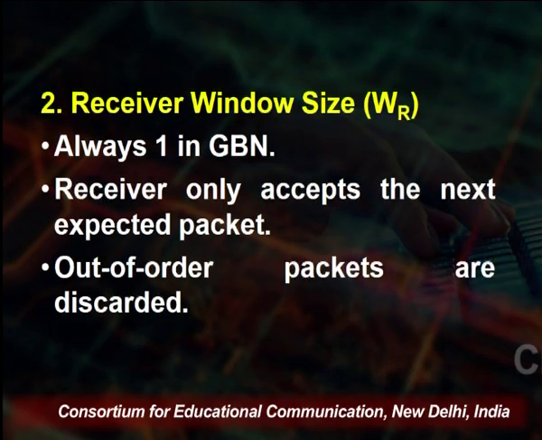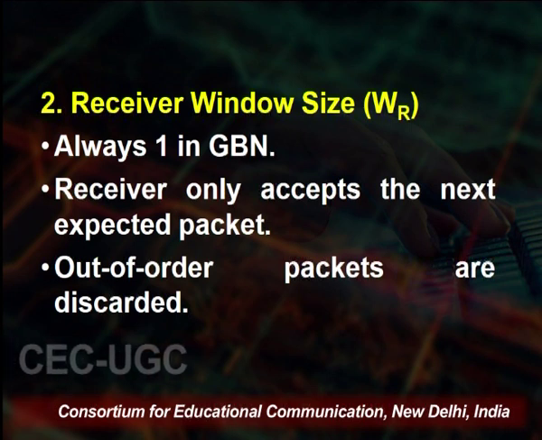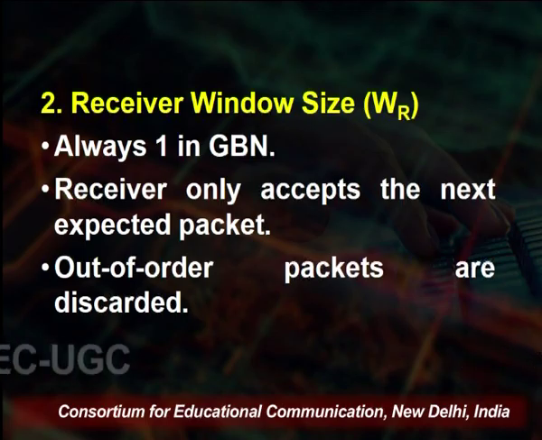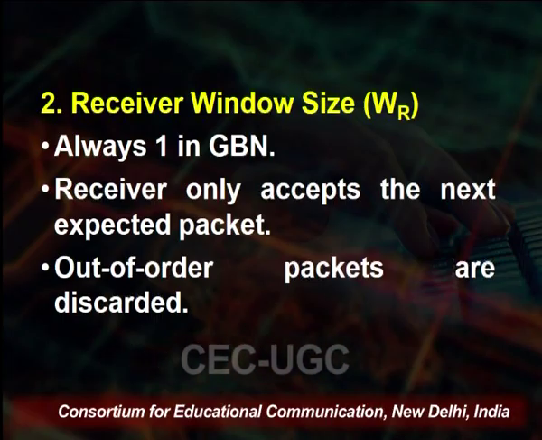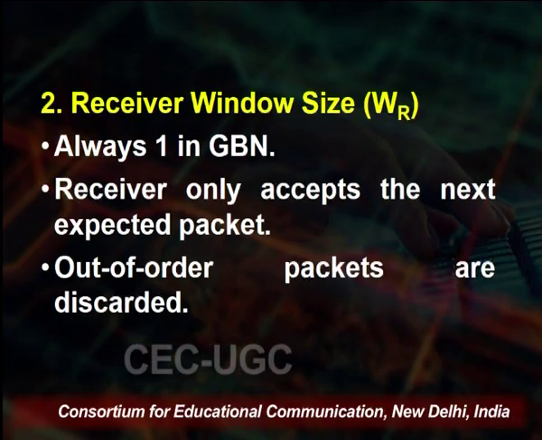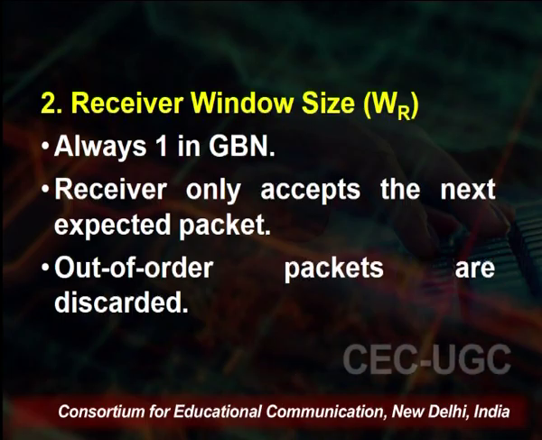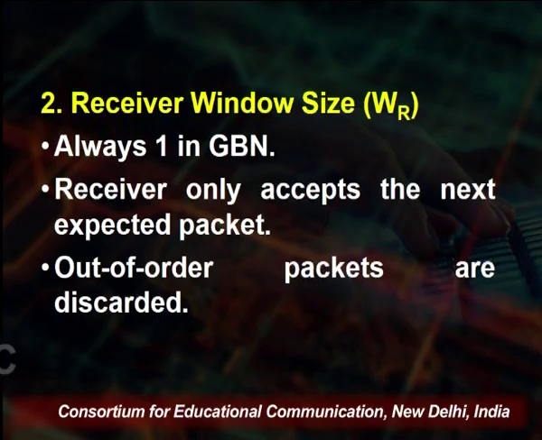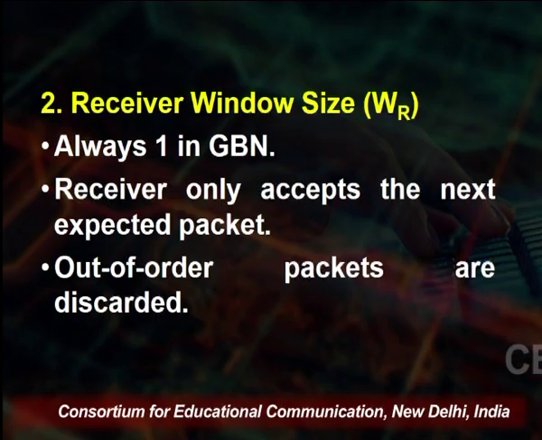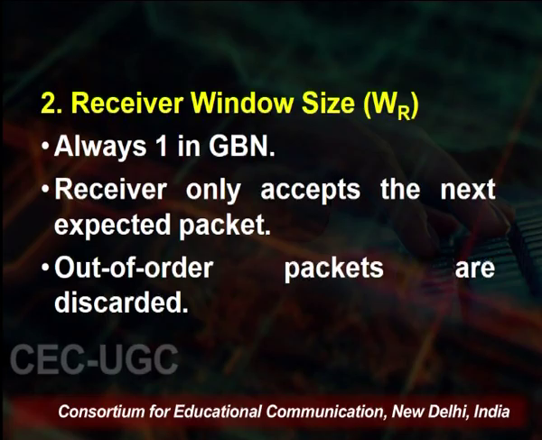The second major characteristic of this go back N is the receiver window size, which is denoted by capital W subscript R. In go back N, it is always 1, because the receiver only accepts the next expected packet. Out of order packets are discarded, I have already told you. So, the receiver is going to accept the next expected packet, and out of order packets are obviously going to be discarded. So, the receiver window size is 1.